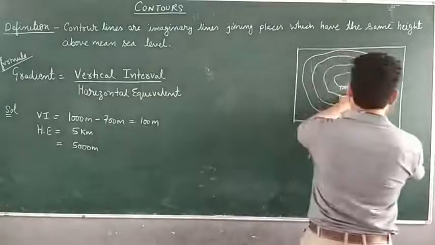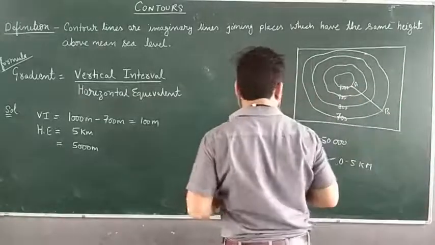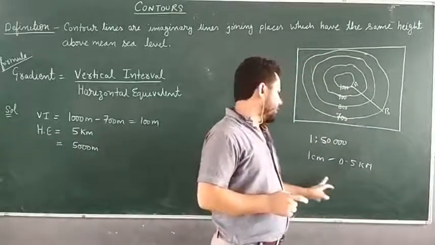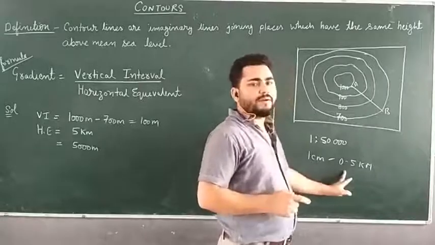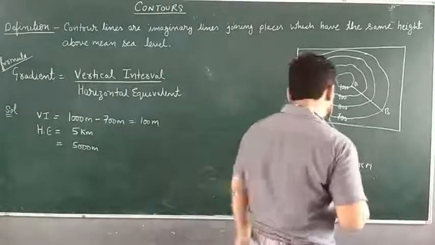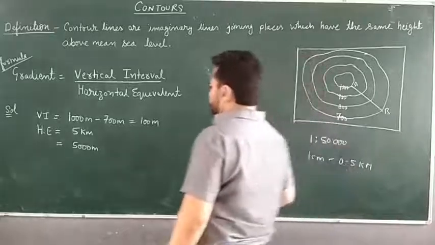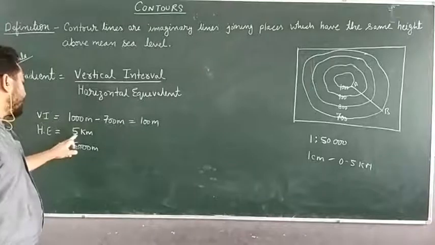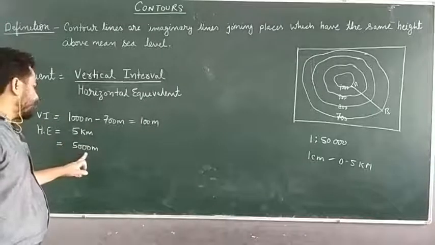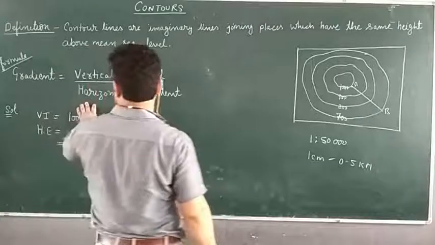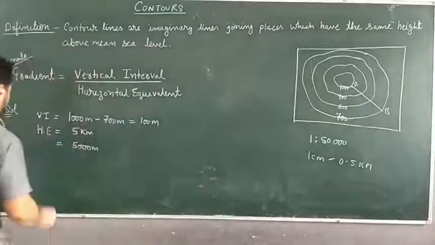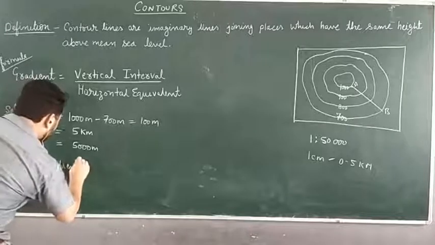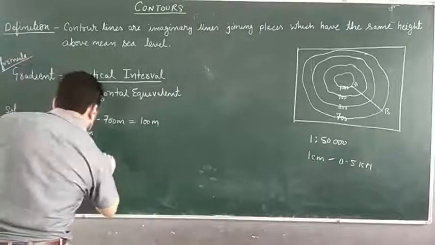So here we have taken 10 centimeters. 1 centimeter means 0.5 kilometer, so 10 centimeters will be 0.5 multiplied by 10, equal to 5 kilometers. So the horizontal equivalent becomes 5 kilometers. Now we change this to meters, it will be 5000 meters. And according to the formula, gradient will be equal to VI upon HE.